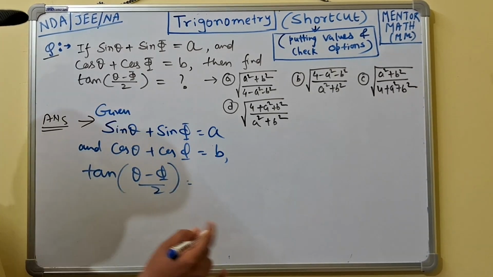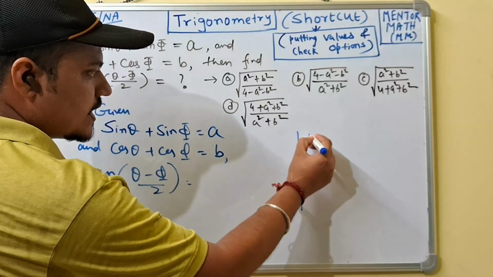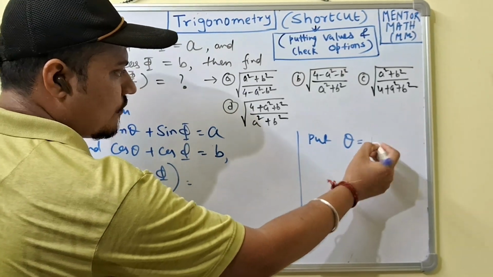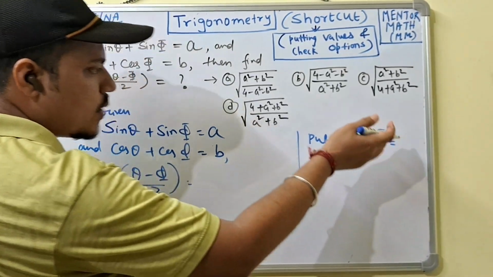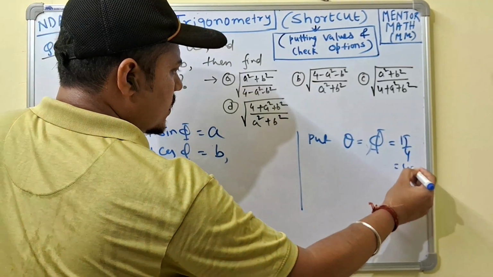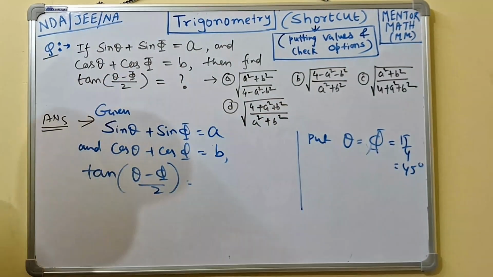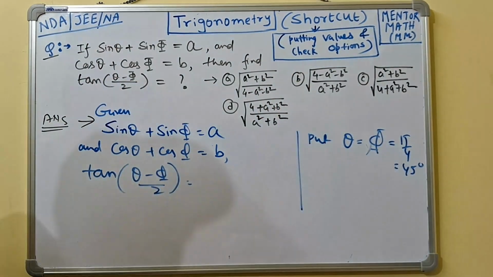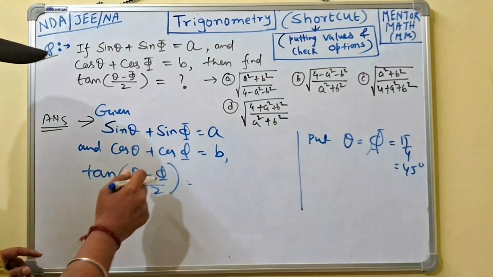Okay. So if I take theta and phi, both are the same value, and let us take this value as 45 degree, pi by 4. We can take, just putting the value, theta and phi both the same value, that is 45 degree. So that value we can substitute here.